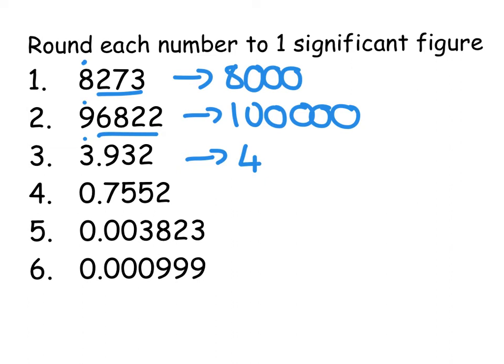Okay. On the next one, remember the 7 is the first significant figure. So this is going to be 0.7. No, it's not, because the next number is a 5. So it's going to be 0.8. On this one, the first one that's going to count is the 3. The next number is an 8. So that means that's going to round up to 0.4.